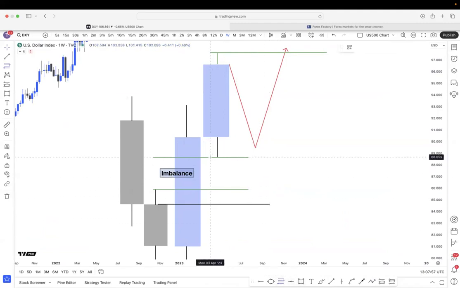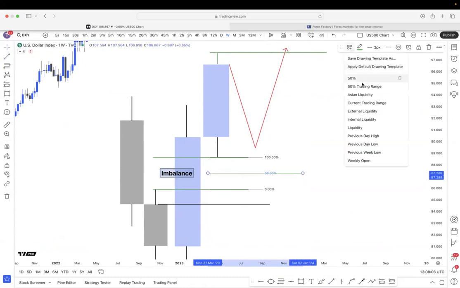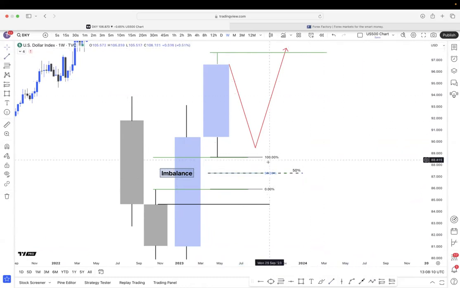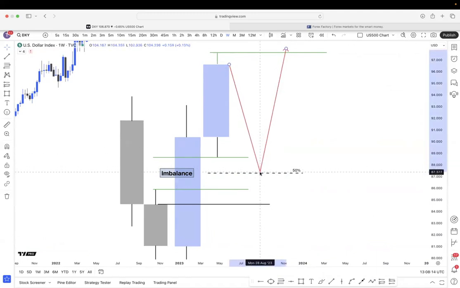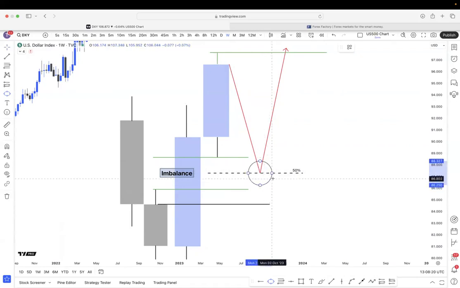So if you get your Fibonacci tool right here and you measure the imbalance, you can see that this 50% line right here states that price does not, if it doesn't want to, have to come any lower than 50%. So basically, if you come into this area here, you're looking for an opportunity: you see price tap 50% right here, and then you see price start moving higher, you can look for a trade position in this particular area.